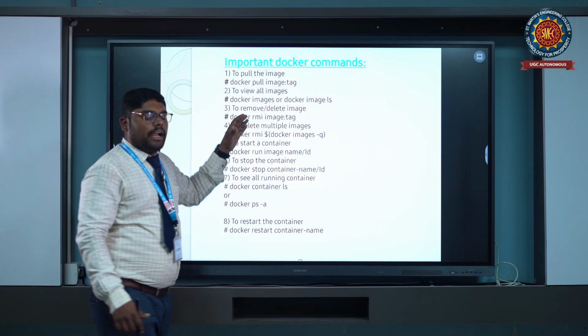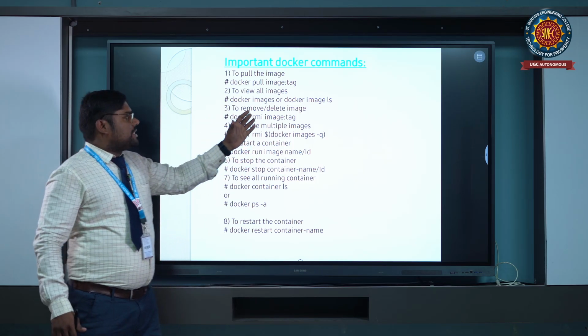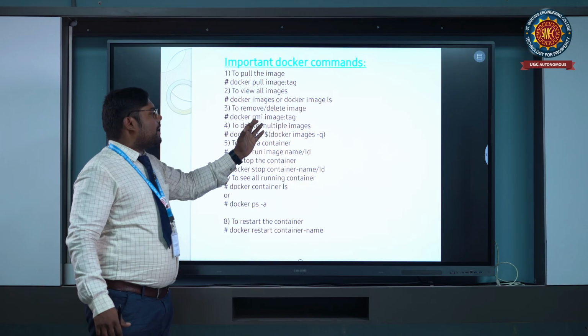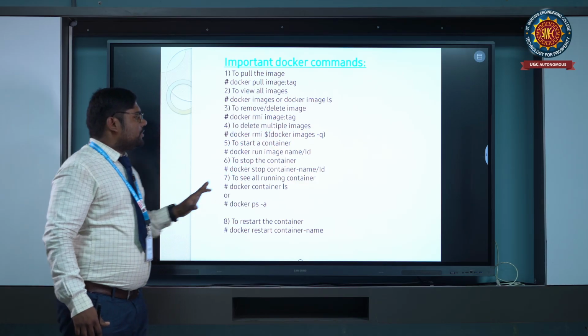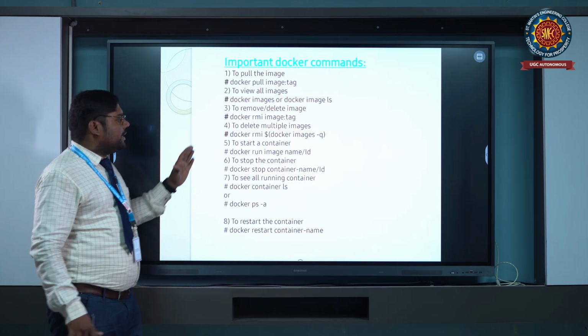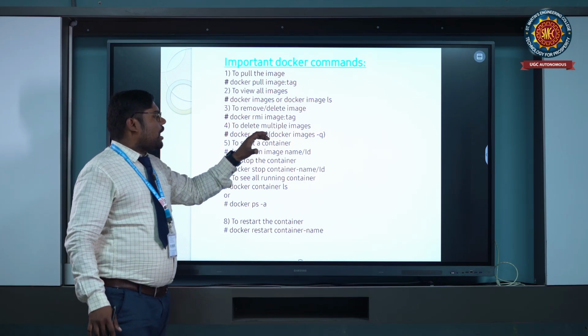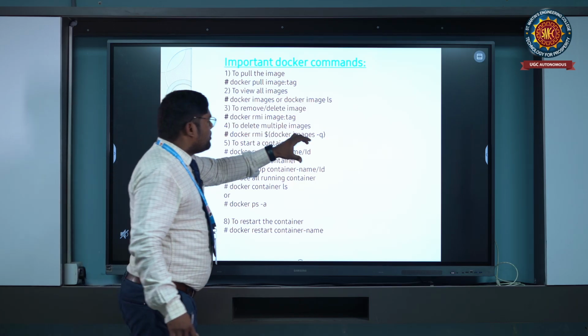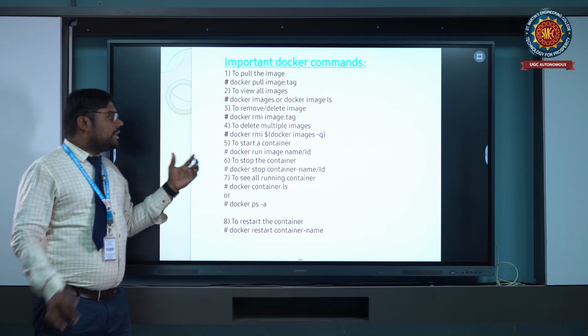Then you can remove the images. That command is docker rmi with the tag name. Then you can delete the images completely. How can you delete all the images completely? You can use the docker rmi command with $(docker images -q). That deletes the images.